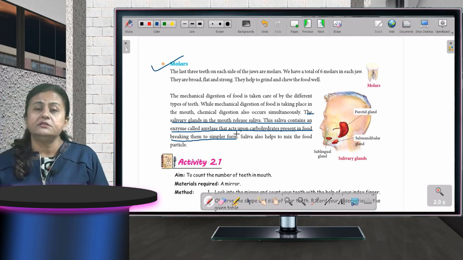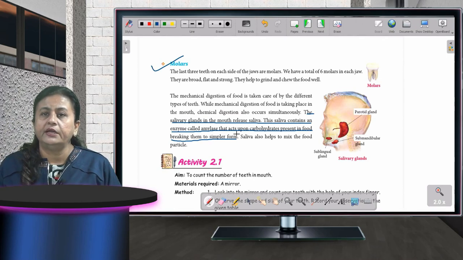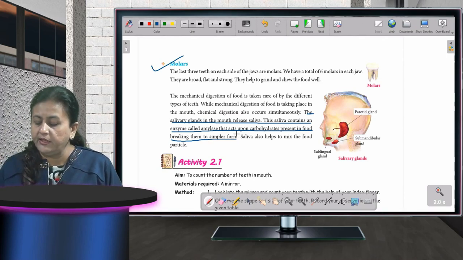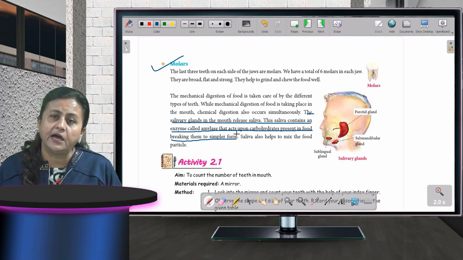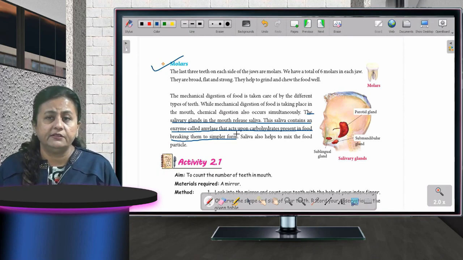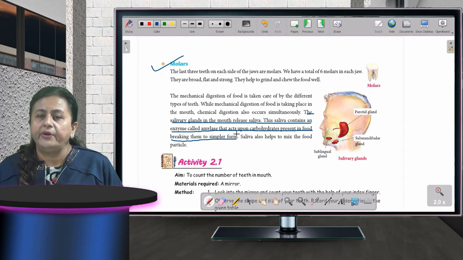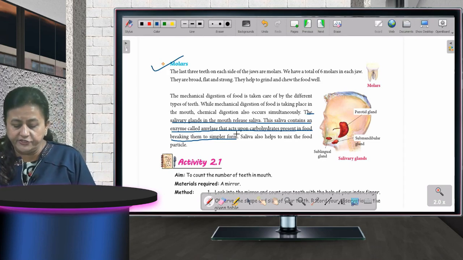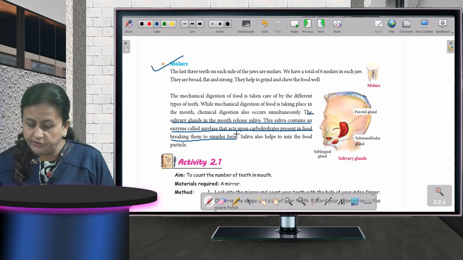What is it doing? This saliva has an enzyme, and that enzyme is called amylase. And what is it doing? It is breaking the carbohydrates which are there in the food. Which food is rich in carbohydrates? I give you an example of bread, roti. These are different things which are rich in carbohydrates. Fine, children. Now come to the next one.